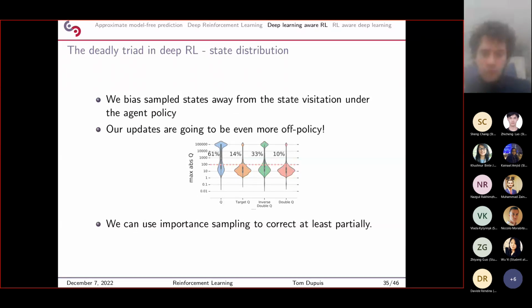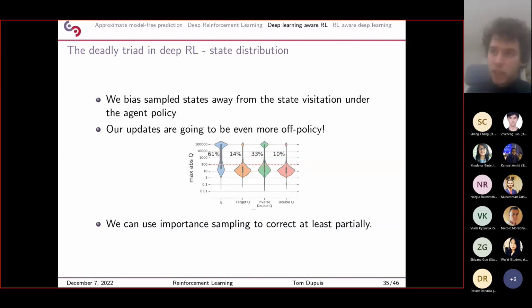But by doing this, you sample states away from the state distribution under the agent policy, which means you are even more off policy, because now it's not even uniform, and the distribution of your samples doesn't even look like the distribution of your policy. You are actively changing the shape of the distribution you are sampling with this prioritized replay. And so the updates can be even more off policy, which can hurt even more divergence, as we saw, and hurt the deadly triad even more.